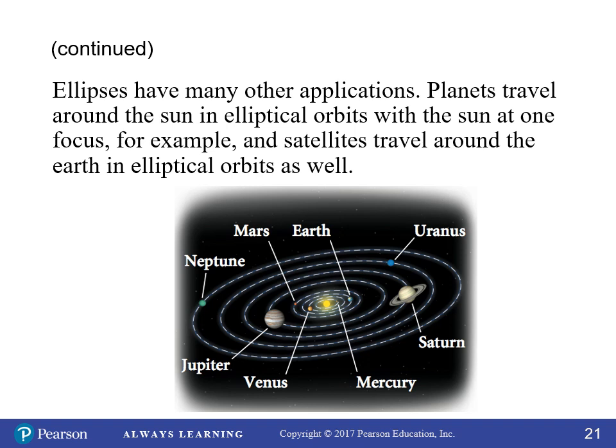Ellipses have many other applications, like planets travel around the sun in elliptical orbits with the sun at one focus, for example, and satellites travel around the Earth in elliptical orbits as well. Okay, so everything kind of goes in an elliptical pattern, not necessarily circular pattern.